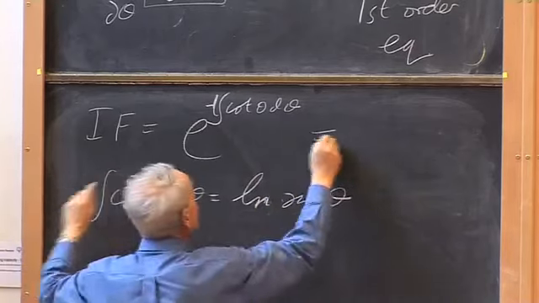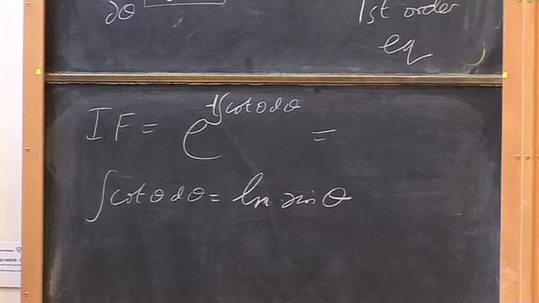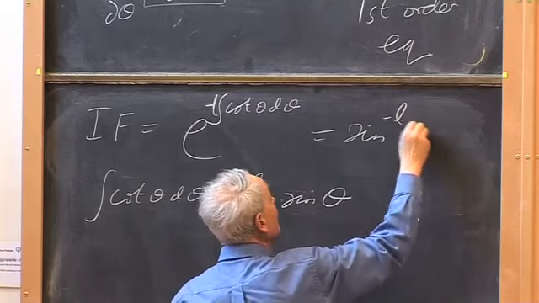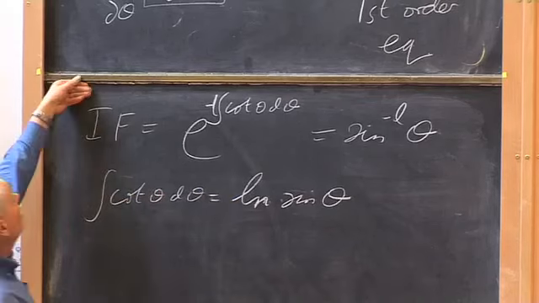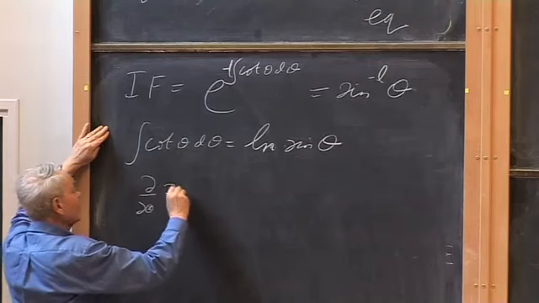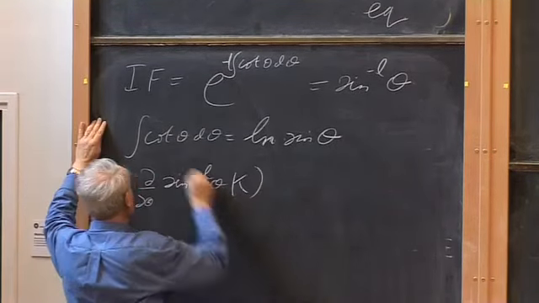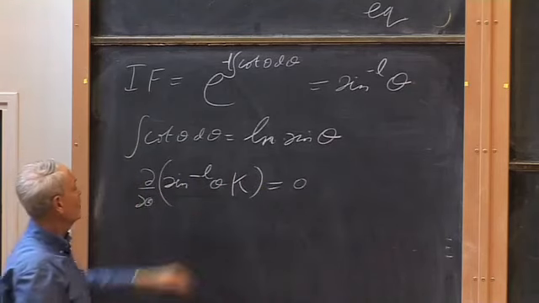So this becomes e to the minus L log sine theta, or e to the log of sine to the minus L theta, or simply sine to the minus L theta. That is the integrating factor of this equation. In other words, the equation states that d by d theta of the integrating factor, which is sine to the minus L theta times the function, is equal to naught. In other words, this thing is equal to a constant.